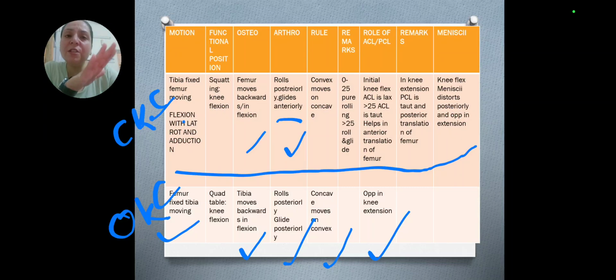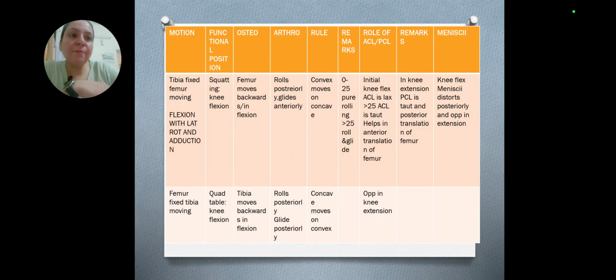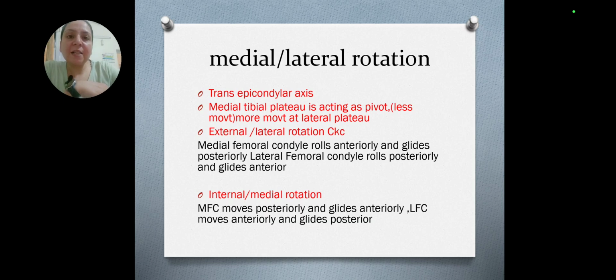This is just a summary of what we have discussed in the above slides. Fine. I hope this is clear with this table. I will discuss this table in the last. Now there are other movements, as I have told you. There are three movements which are happening. One is flexion and extension. The other two movements which we will discuss here are medial and lateral rotation.